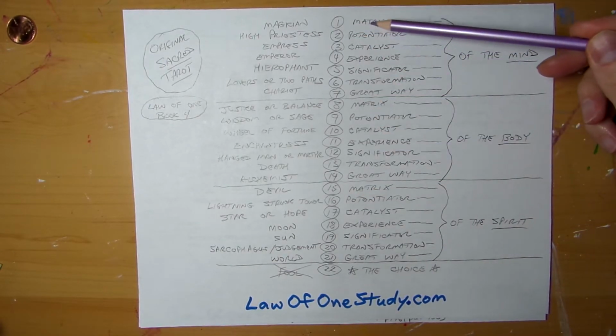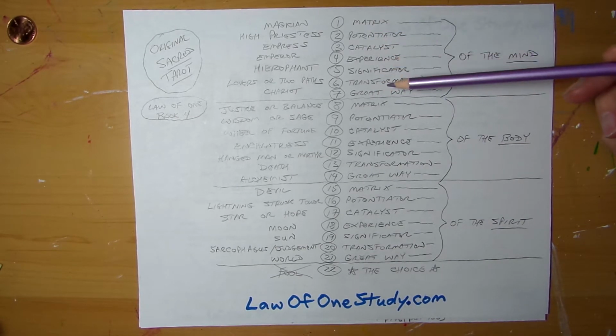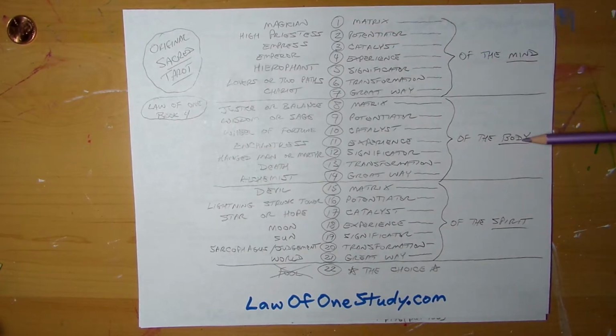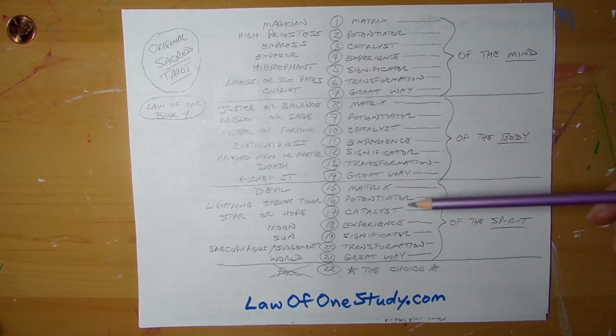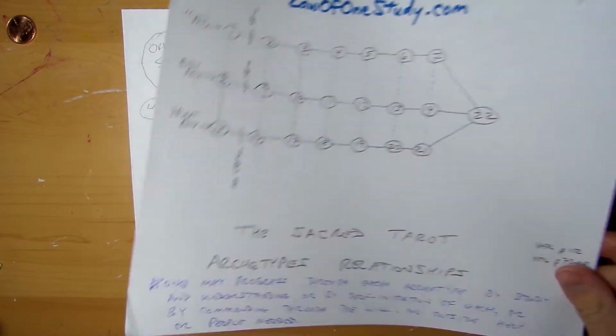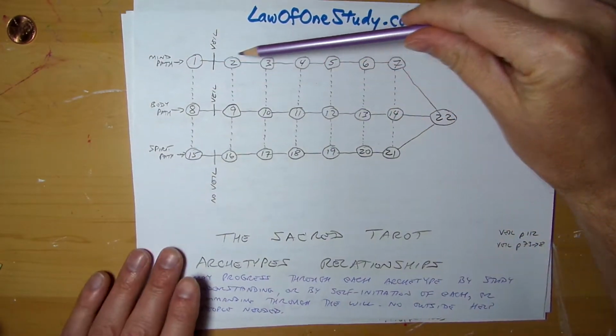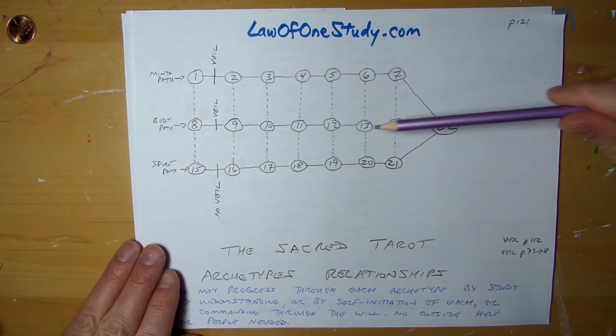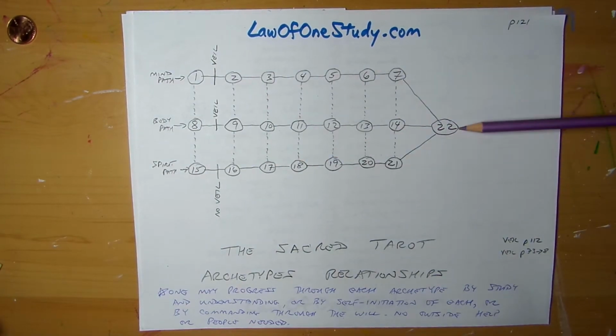So you really just got to learn what those 7 mean, and those 7 steps that you progress through. Your mind goes through those 7 steps. Your body goes through these 7 steps. Your spirit goes through these 7 steps. Mind through the 7 steps, body through the 7 steps, spirit through the 7 steps. And it combines into archetype number 22.